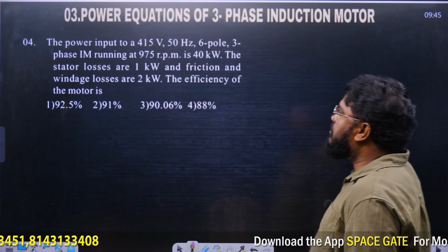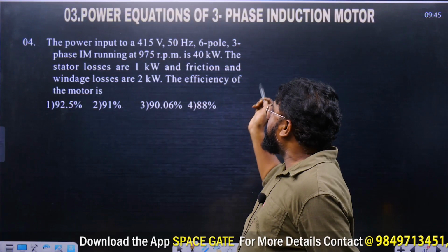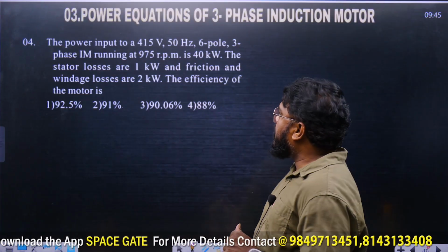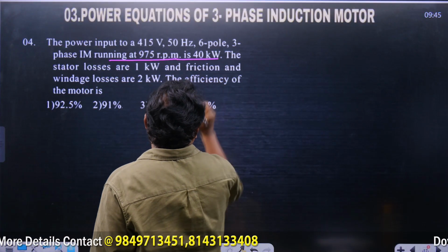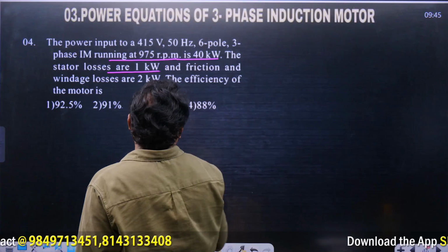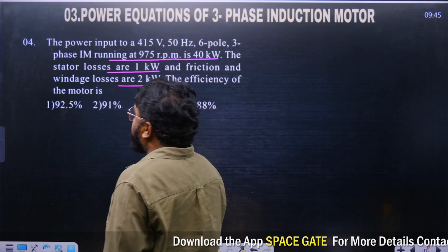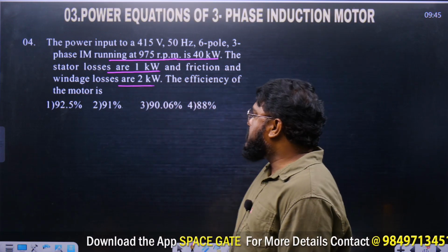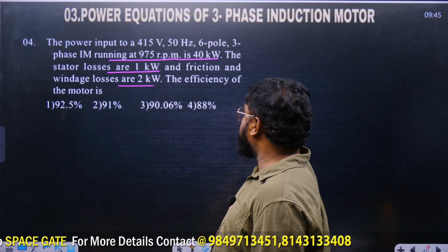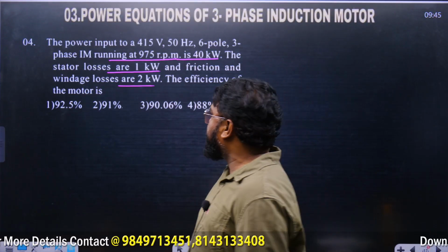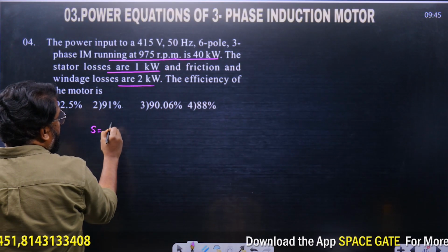Next, question number 4. The power input to a 415 volts, 50 hertz, 6-pole 3-phase induction motor running at 975 rpm is 40 kilowatts. The stator losses are 1 kilowatt and friction and windage losses are 2 kilowatts. The efficiency of the motor is: option 1, 92.5%; option 2, 91%; option 3, 90.06%; option 4, 88%. The input power of the motor is given. Let us calculate the slip of the motor.